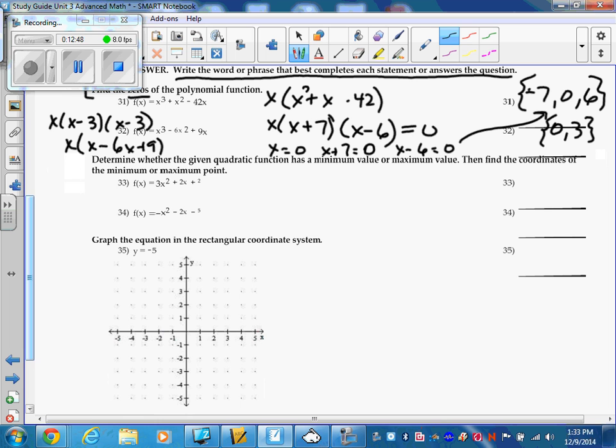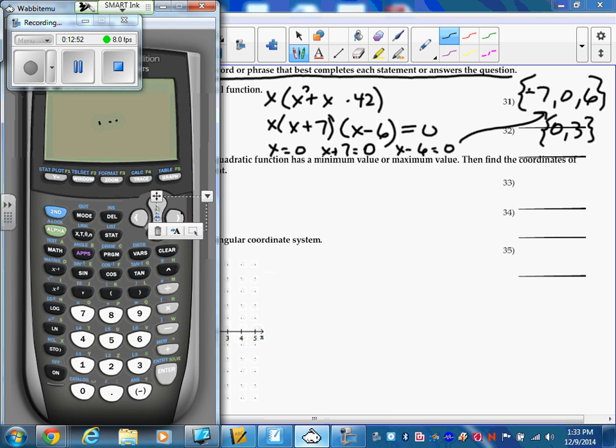Now, for question 33, we do want to use the calculator piece for this one. So let's see if we can enter this into our calculator. So we have 3x squared plus 2x plus 2. And if I'm graphing that, it looks like this.